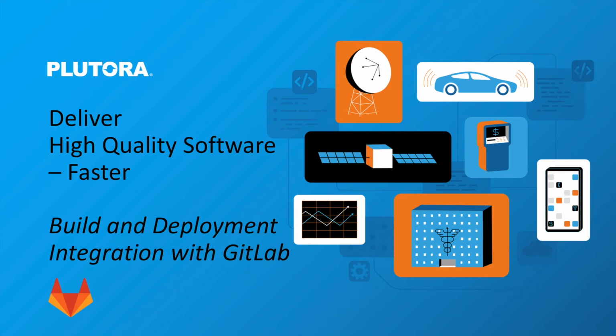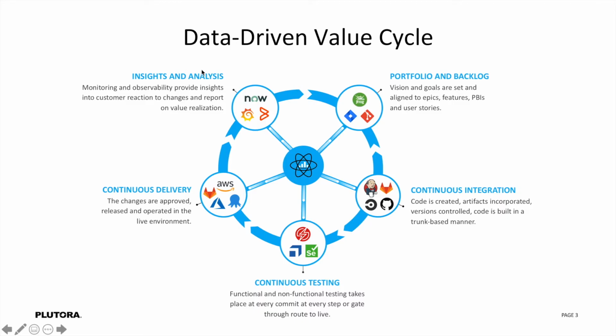Welcome to a demonstration of how Plutora can integrate with GitLab to bring in build information as well as orchestrate deployments. When we take a look at the value cycle to deliver software, it continually goes around the circle, where I have an idea that's being tracked in one set of tools. I have my developer tools where I'm doing my coding and building. I have my continuous testing tools that are integrated to my CI process, continuous delivery tools delivering software to environments, and then ultimately delivering that software to production so customers can gain value.